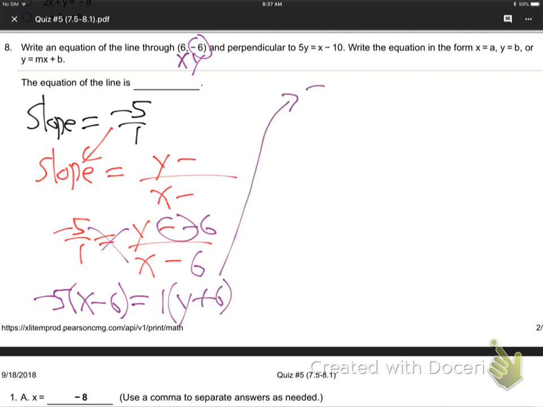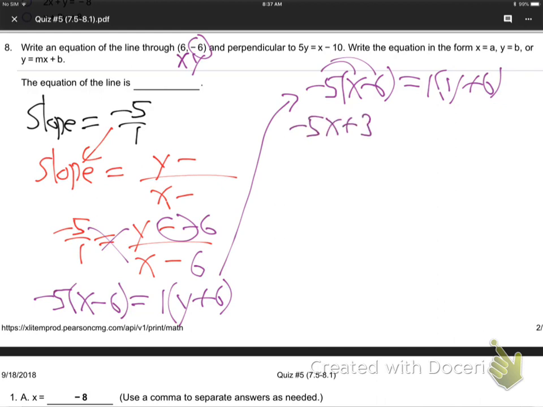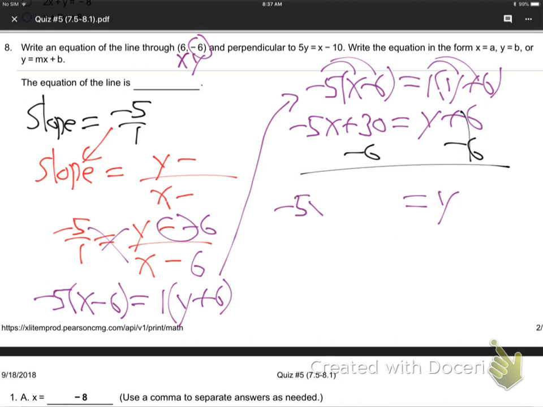Bring it up here: -5 times x minus 6 equals 1 times y plus 6. Distribute: -5x plus 30, distribute y plus 6. Last step, subtract 6. There it is. And they wanted y alone. See how right here they said they wanted y alone. So there is the equation.